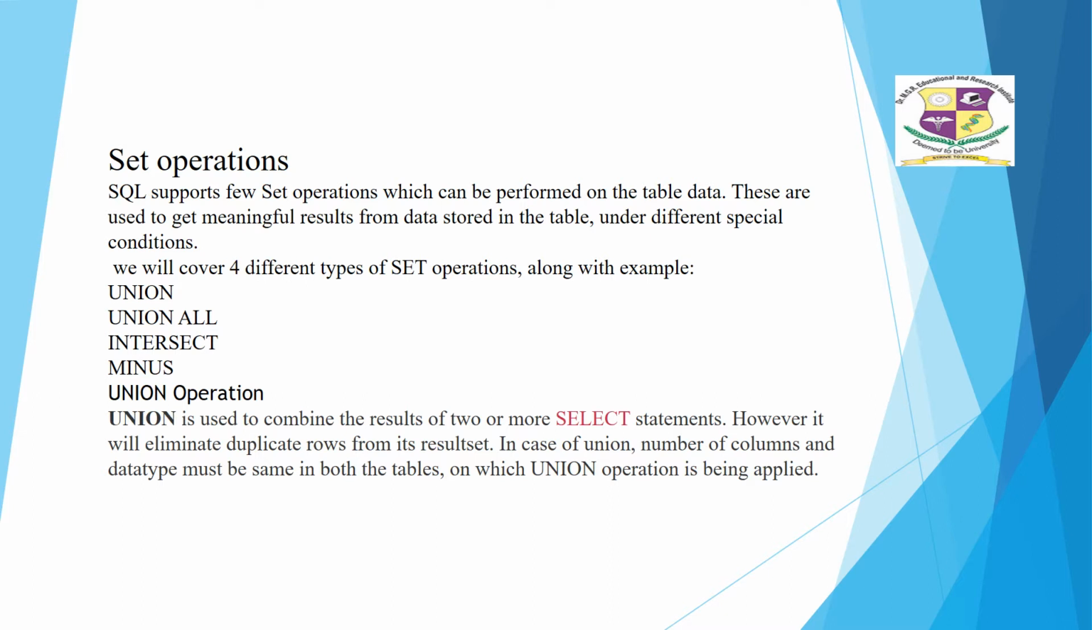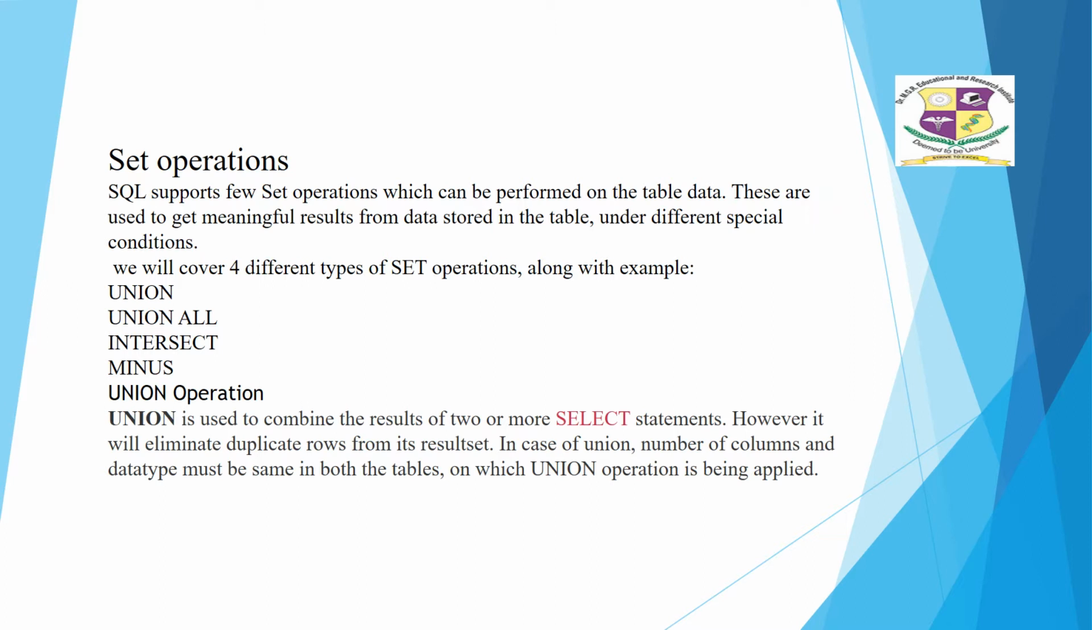So what are the types of set operations? Union, union all, intersect, minus. These are the 4 types of set operations we have to use in the SQL language. First we have to discuss the union operation. Union is used to combine the results of 2 or more select statements. However, it will eliminate duplicate rows from its result set. The number of columns and data types must be the same in both tables on which the union operation is being applied.